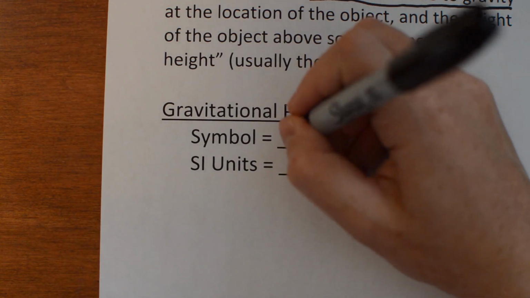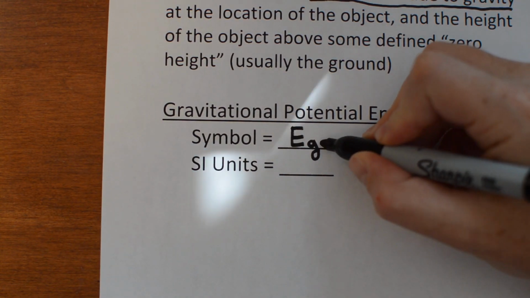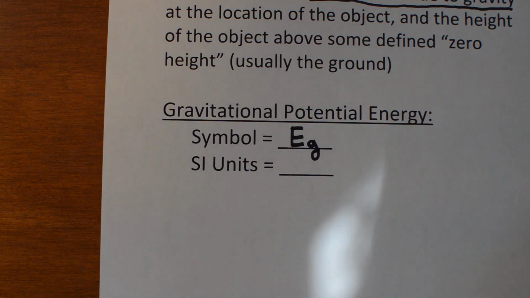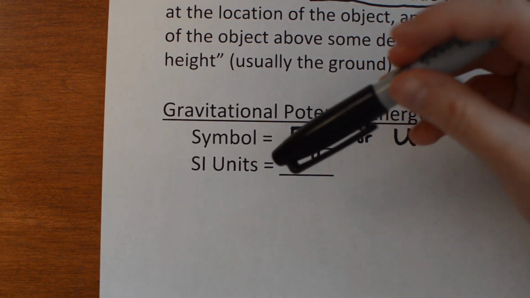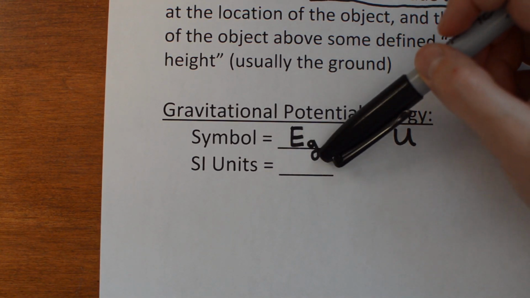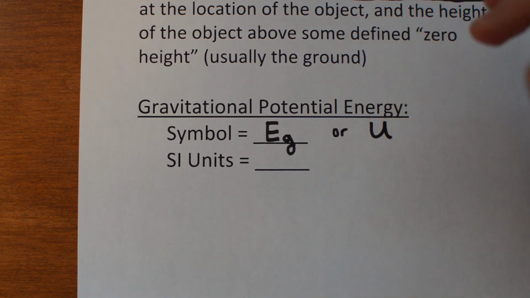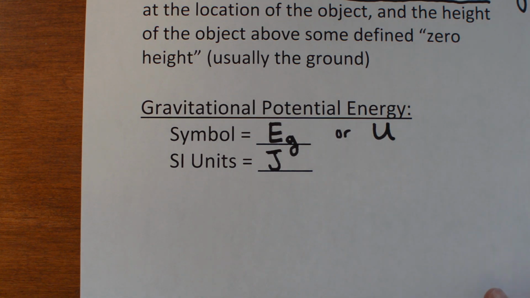Our symbol for gravitational potential energy is E for energy and subscript G for gravitational potential energy. By the way, another symbol is capital U. We won't use that in our course, just to be consistent. We're going to have all of our energies be capital E's with a subscript, but just so you know that's out there. The SI units are joules, so J for joules.